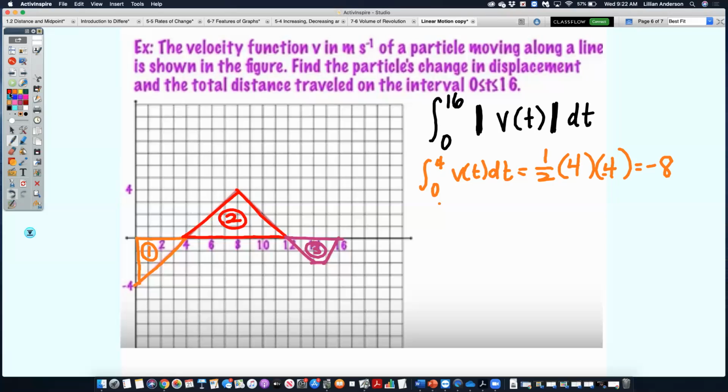Online, someone do the next part. I have the integral from 4 to 12 of our velocity function. Again, that's another triangle, which is 1/2 base times height. Online, what's my base? What's my height? 8 and 4. This one's above the x-axis, so I don't have to worry about changing anything to any negatives. What's 1/2 of 8 times 4 online?